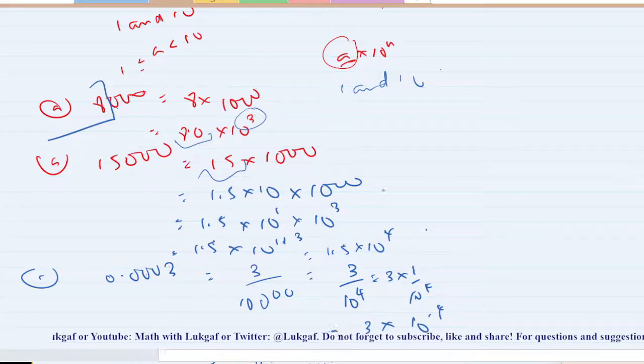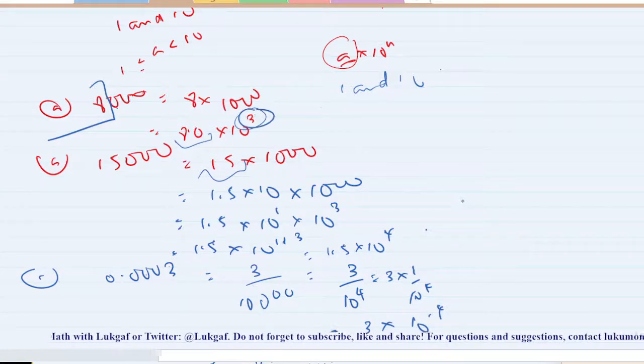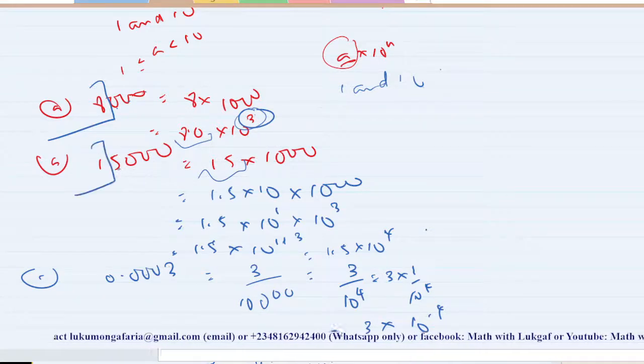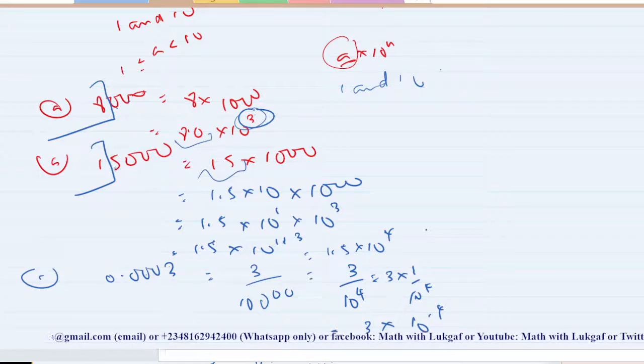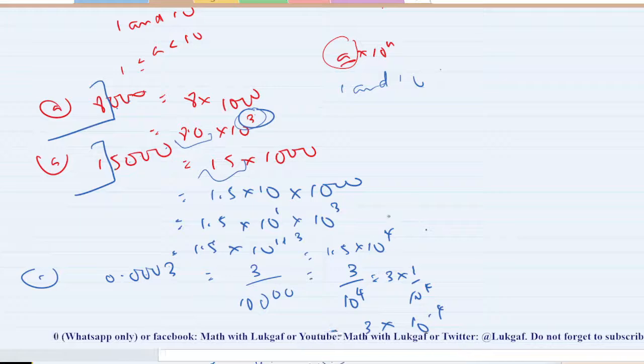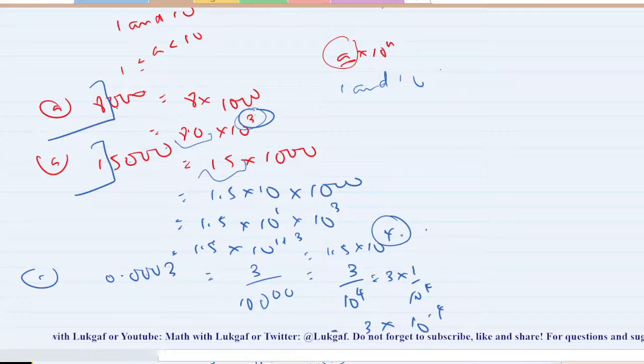You understand? And that's how I have this raised power 3. Likewise for this one, if I make my A first, which is a number between 1 and 10, then I'm going to have 1.5. Get rid of the first and count the number of digits after the first digit. That's 1, 2, 3, 4. You understand now? You can see my index at the end of the day is 10 raised power 4.